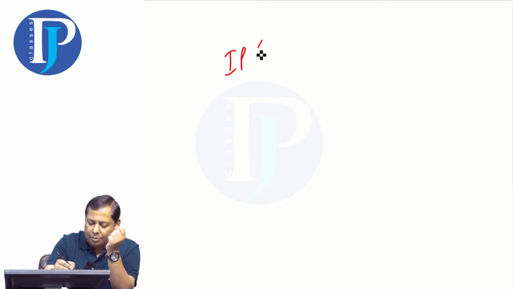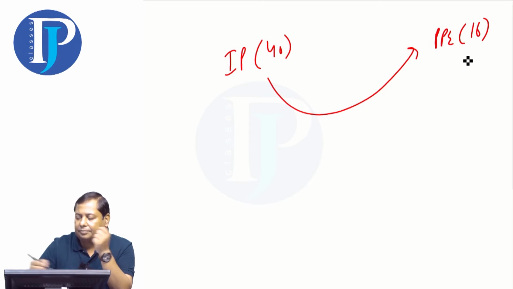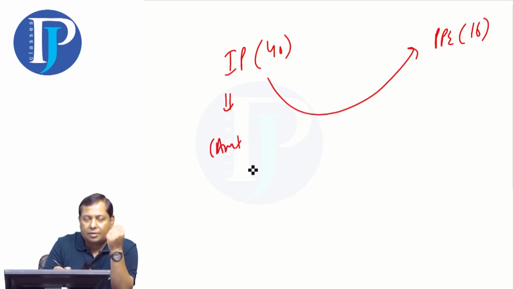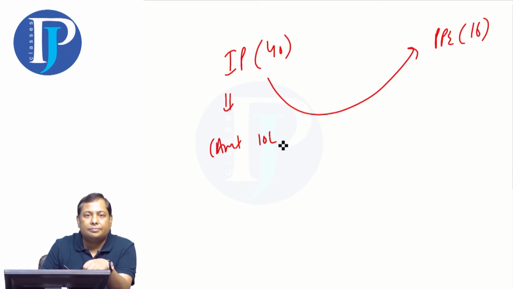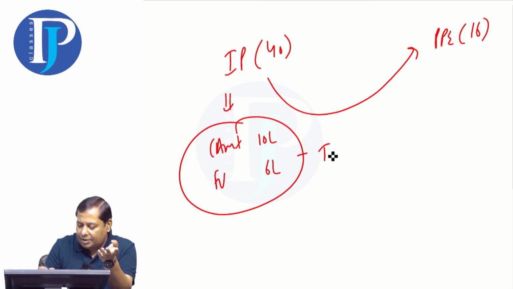For example, I have an investment property under 40. I'm taking this with me into PPE in 16. I have the carrying amount of this. Carrying amount of this is 10 lakhs. And I have the fair value of this. The fair value is 6 lakh rupees. On what date? Will these two things be on the transfer date?